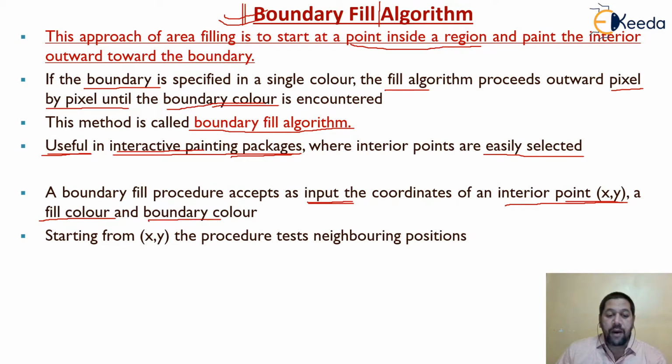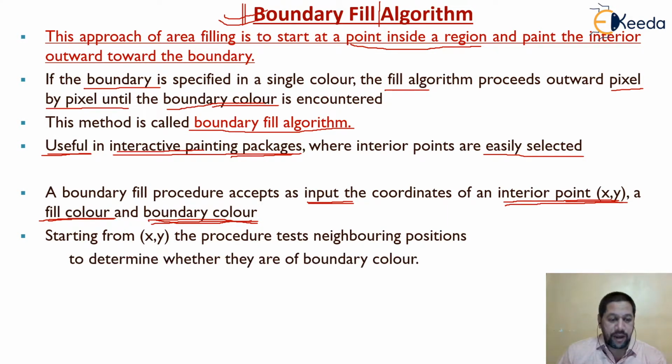And what is my boundary color? Boundary color means the color with which I have drawn the polygon. The polygon lines are drawn with some color, and I call it the boundary color. So I have to give these three inputs to the algorithm. The first input is important, which is the interior point, any point inside the polygon. Then a fill color, whichever color I want to fill the polygon with, and then the boundary color.